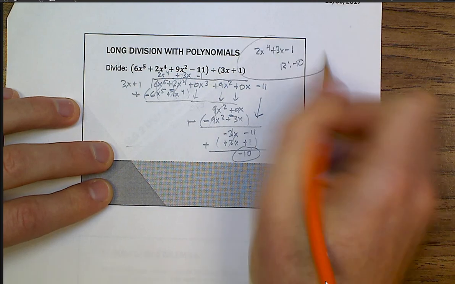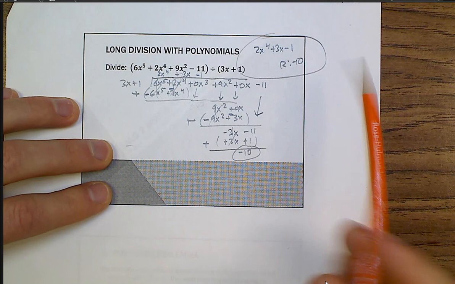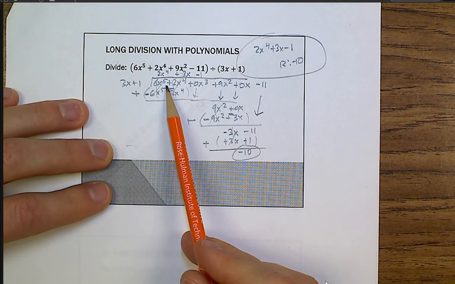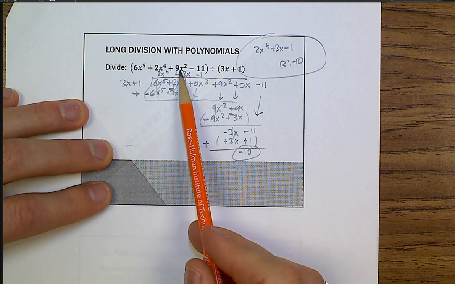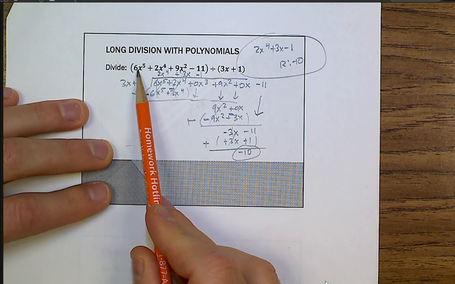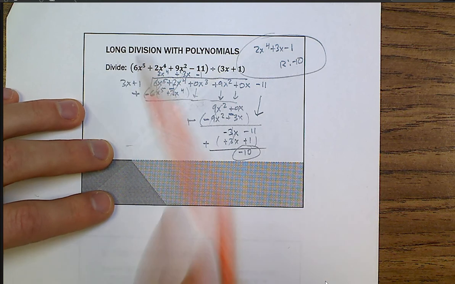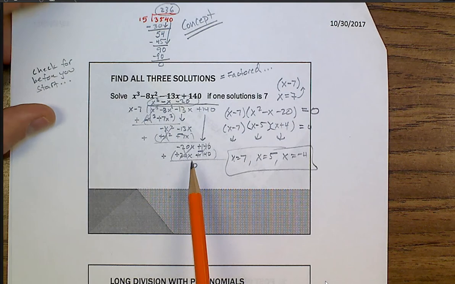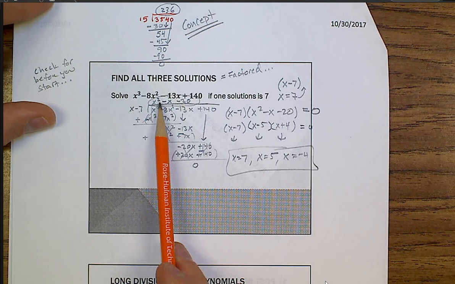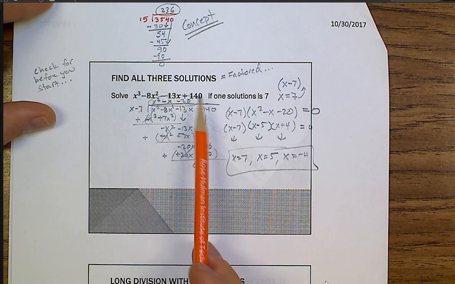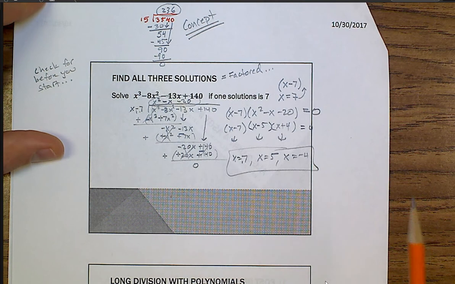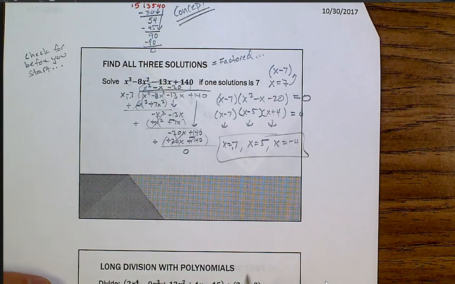And when you have a remainder, that tells you that this 3x plus 1 does not divide evenly into the polynomial, and therefore 3x plus 1 is not a factor of this. That's really important to understand, right? If you go back to our previous ones, when we had a remainder of 0, that tells you that x minus 7 is a factor of this polynomial, and thus that can be set equal to 0 to give you a 0 or a solution. The ones that have remainders are not factors, okay?